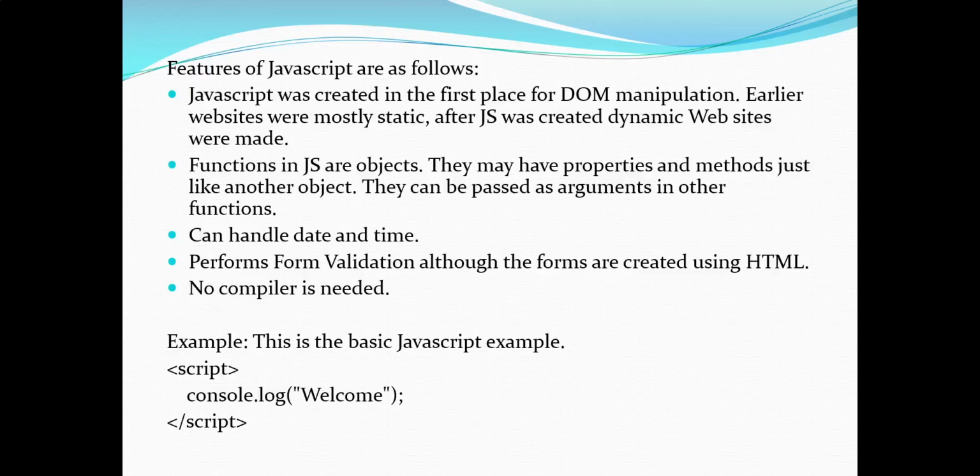Now, functions in JavaScript are objects. So they must have properties and methods just like any other object. They can be passed as arguments in other functions. So you can create functions to make something happen in JavaScript. JavaScript can also handle date and time. JavaScript is used to perform form validation.